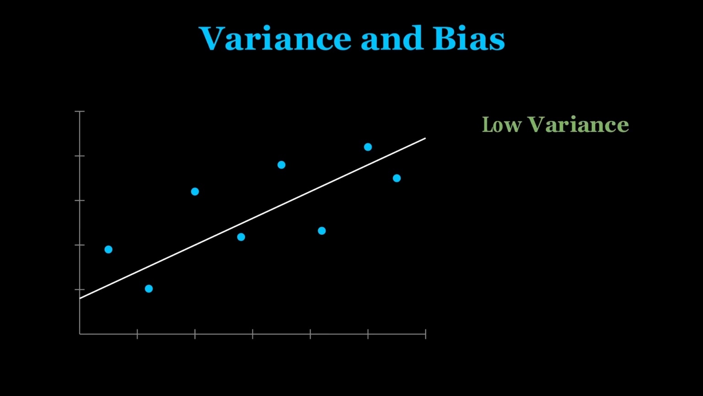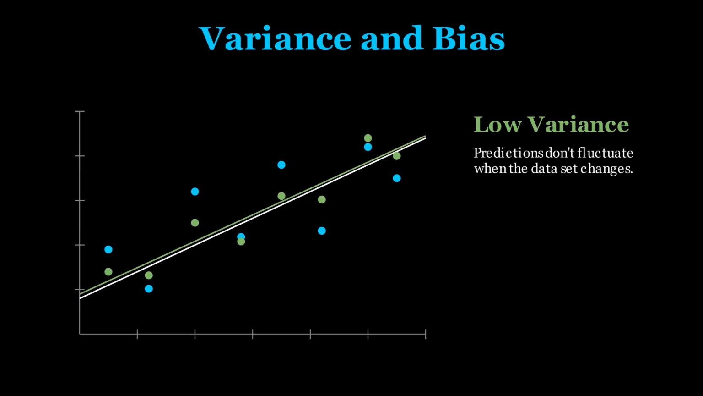Simple models like linear regression have low variance, meaning if we change the data slightly, the estimated line wouldn't fluctuate much. If we draw a slightly different sample of data, notice how the new linear fitted line still looks very similar to the original. This indicates low variance, since the model is stable across different data samples.